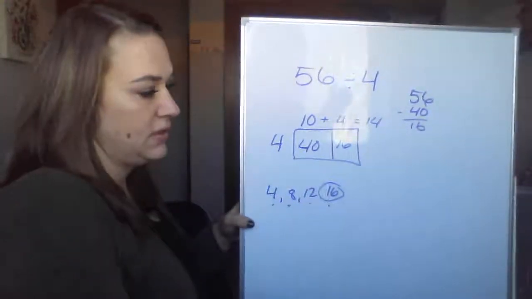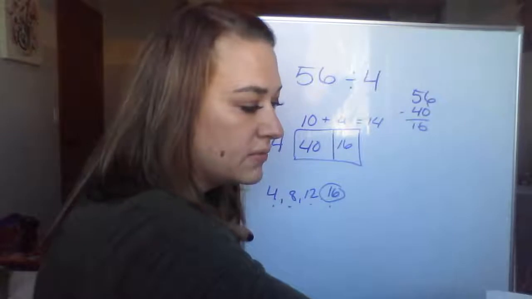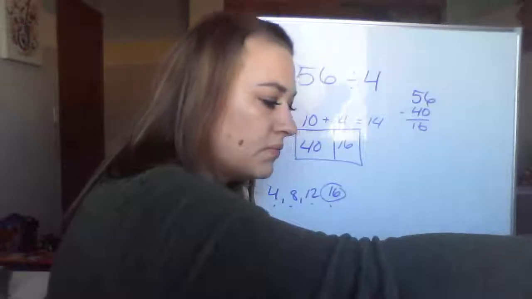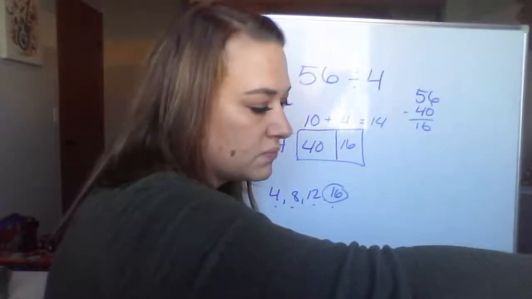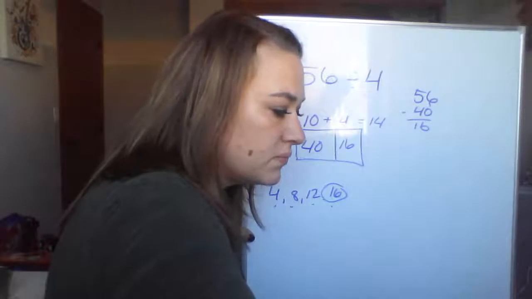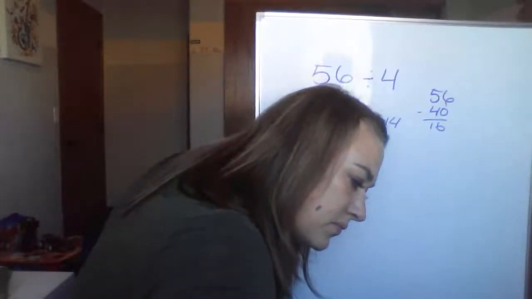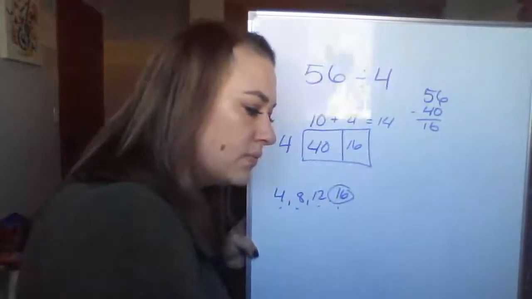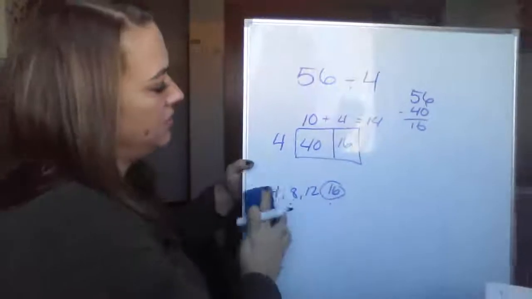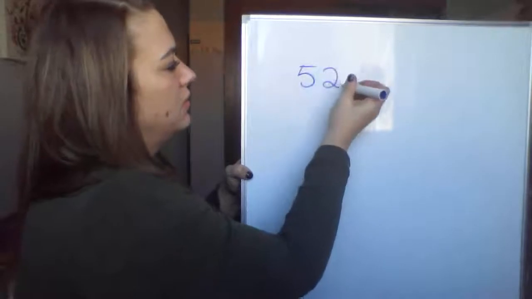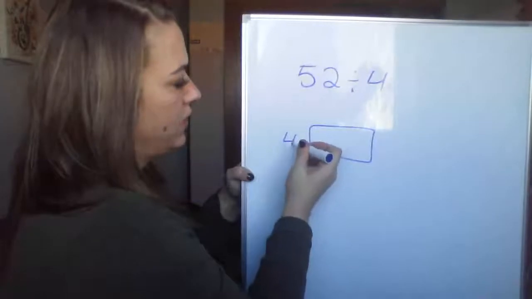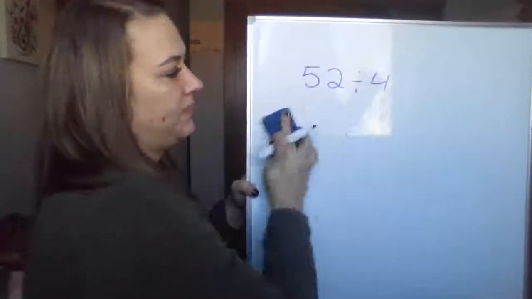Okay. Just trying to find one with a remainder here. Okay, 52 divided by 4. Let's do that one. So now my length is 4. Nope, we did that one already.